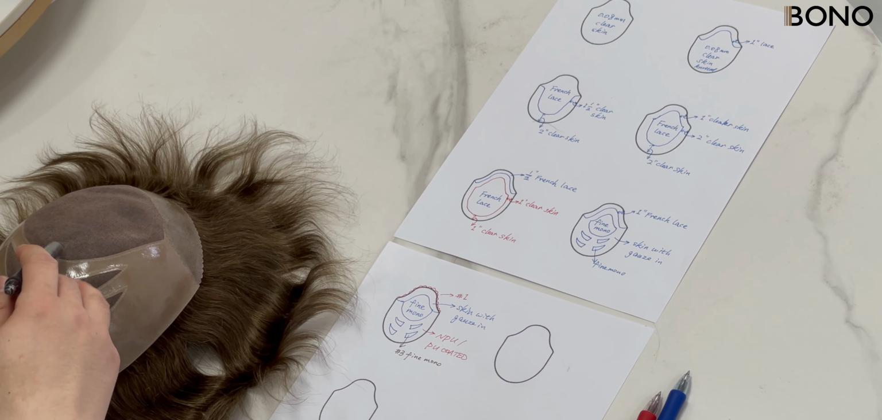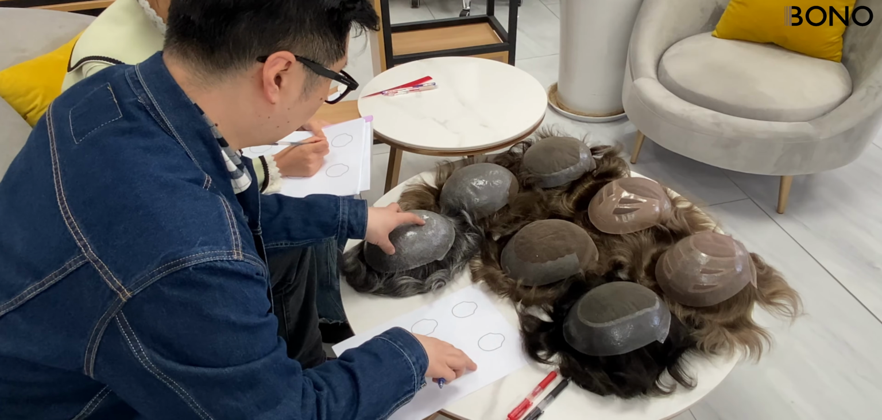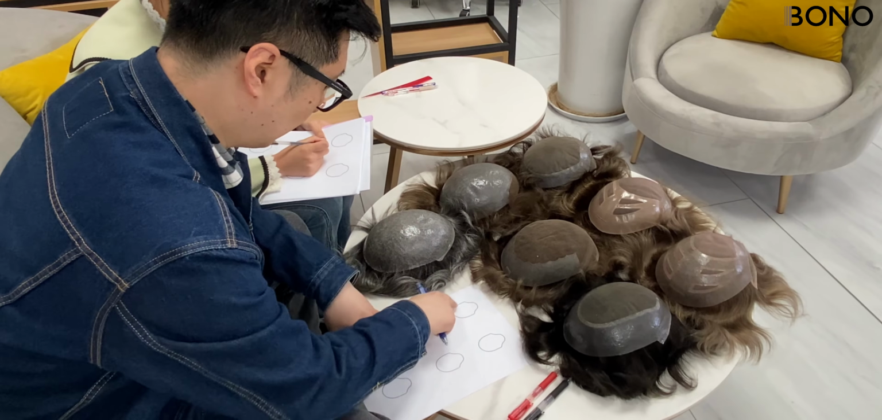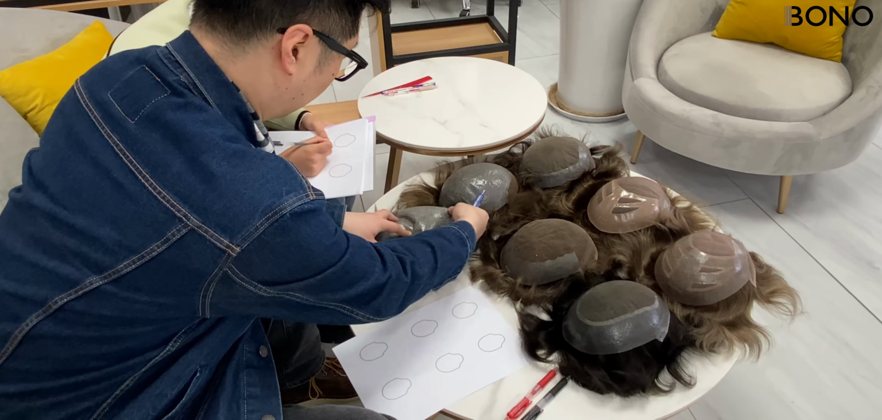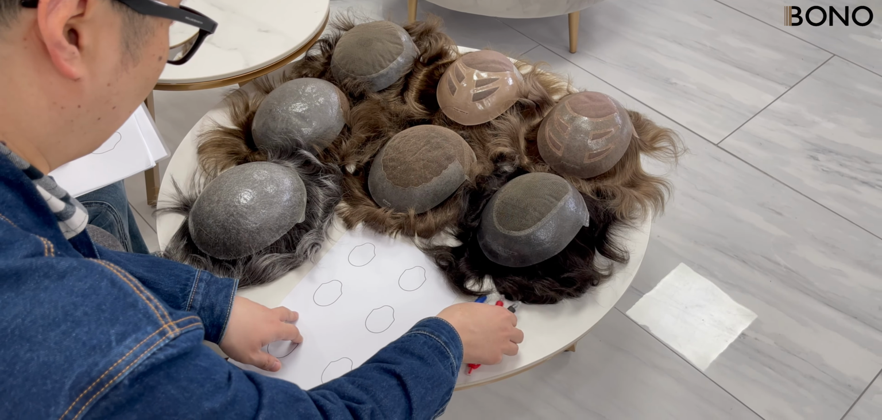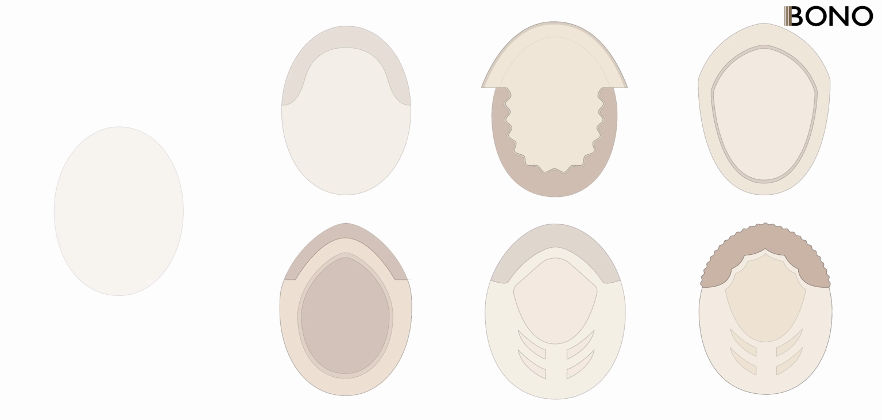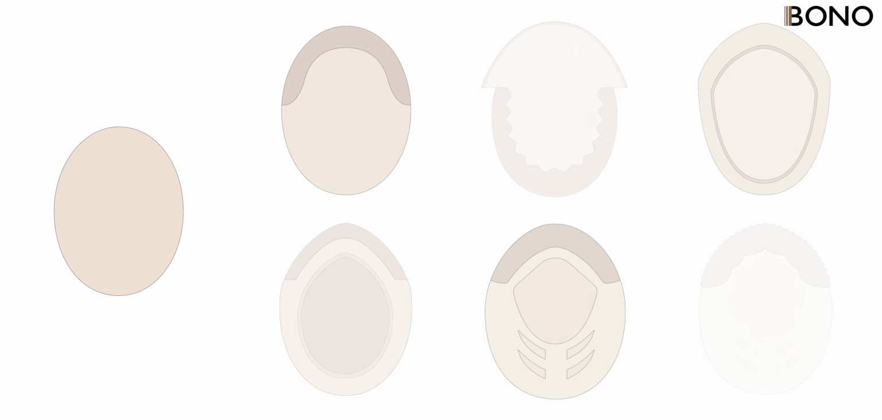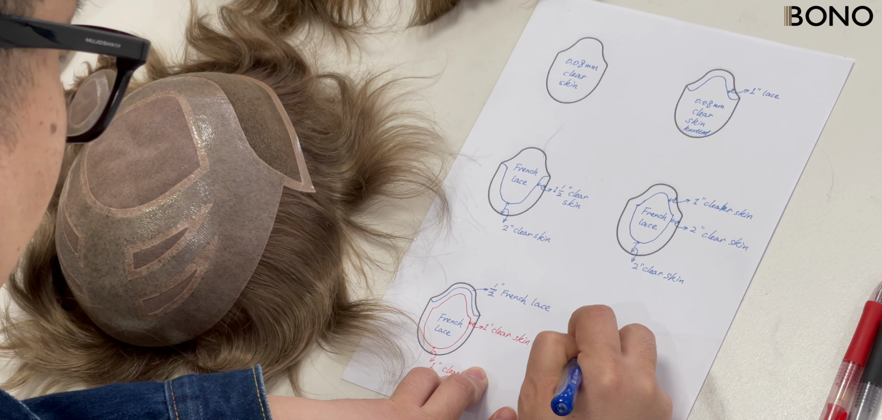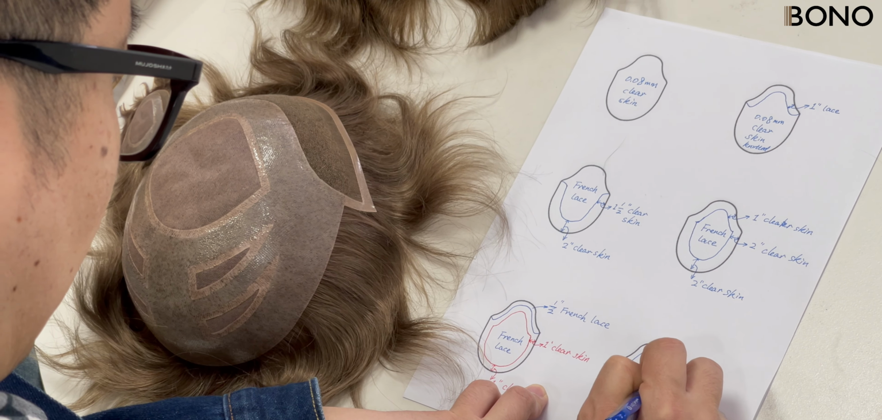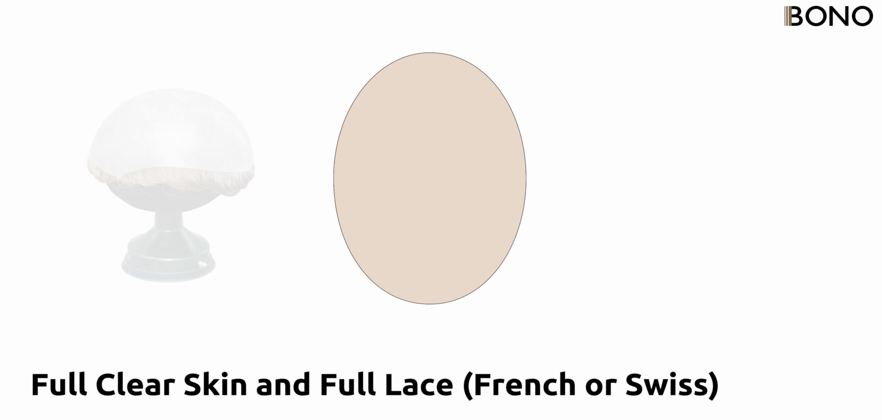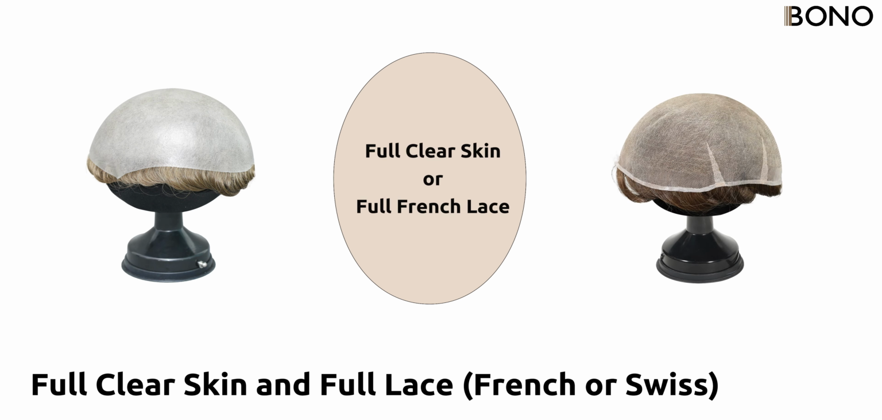New to the hair system business? This video is your quick start guide to understanding and drawing men's hair system base types, the most common base types we offer, perfect for wholesale clients who want to guide their customers with confidence. We'll take you through 7 popular base constructions step by step, using simple, hand-drawn visuals to show how each one is structured. Full clear skin and full lace, French or Swiss.